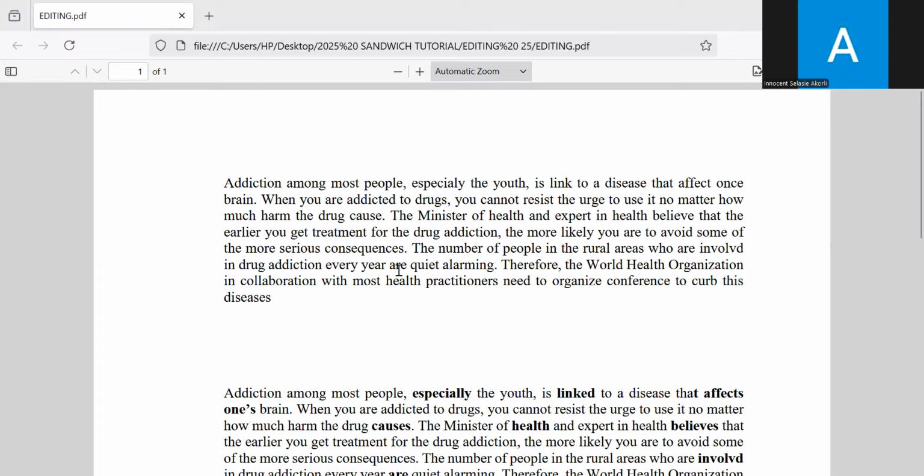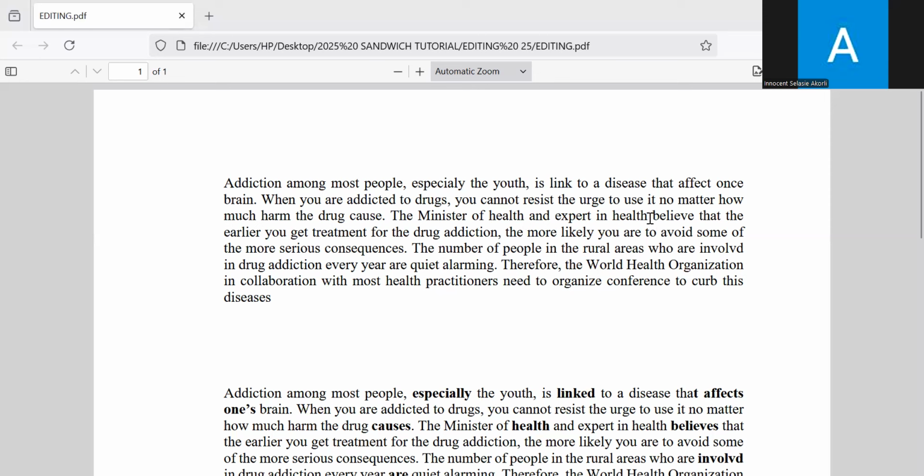Very good. The Minister of Health, an expert in health, believe that the earlier you get treatment for the drug addiction, the more likely you are to avoid some of the more serious consequences. Now, look at this. Minister of Health. Here you can see clearly that health should not begin with a small letter. I think I mentioned this earlier. Now, then there's a concord issue here. The Minister of Health, an expert in health.